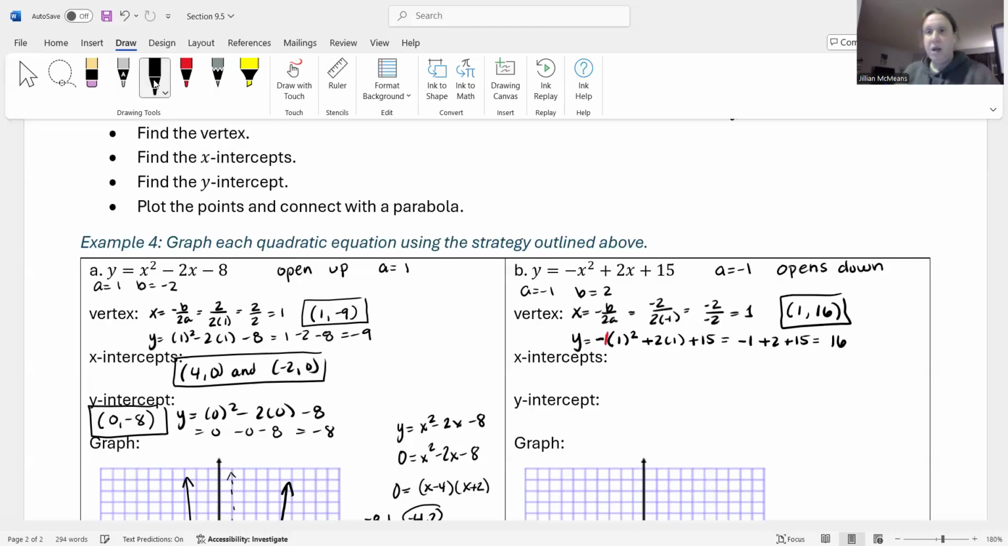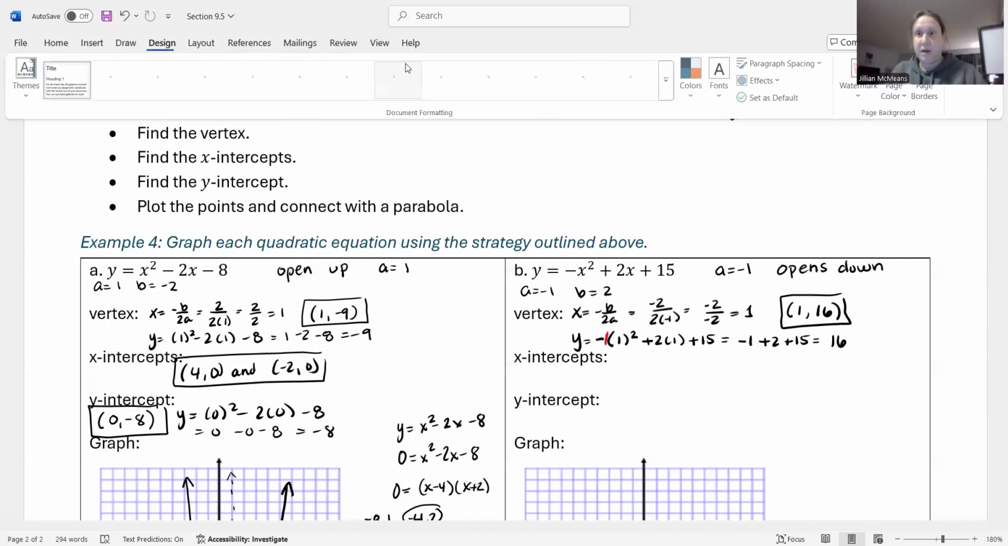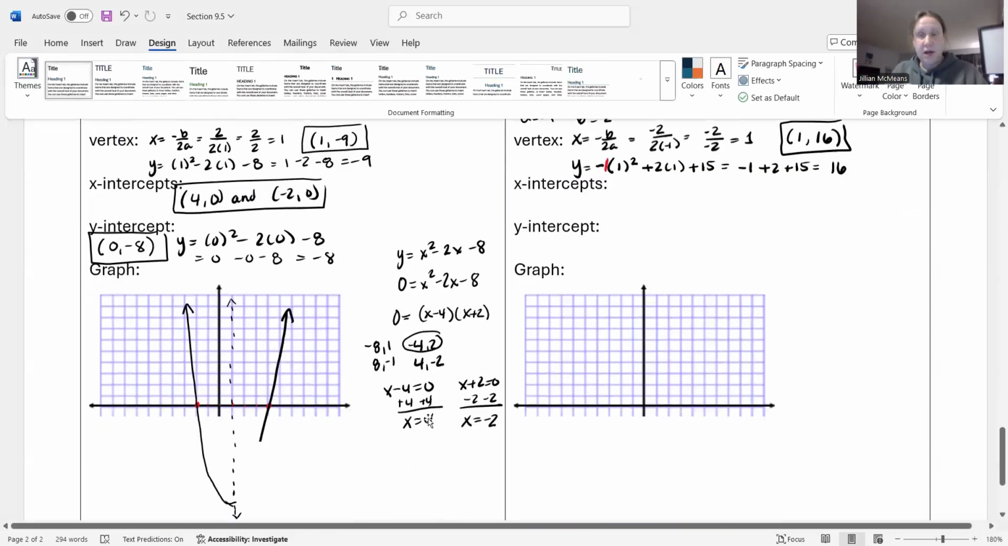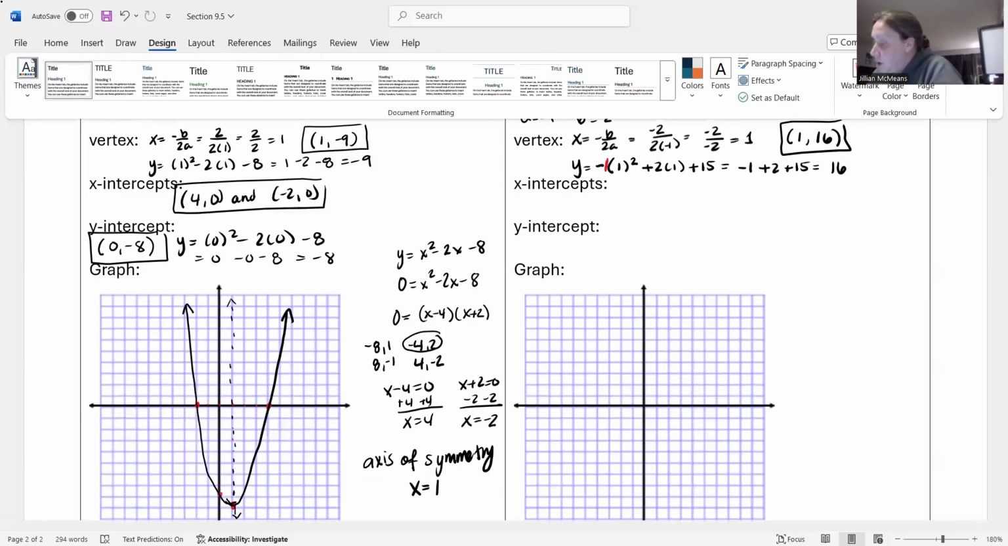All right. Now let's see what we get for our x-intercepts. And just like before, I'm going to do the x-intercepts kind of over here to the side. Okay. So we had y equals negative x squared plus 2x plus 15. I'm going to go ahead and let y equal 0. That's how we find the x-intercept. So I get 0 equals negative x squared plus 2x plus 15.